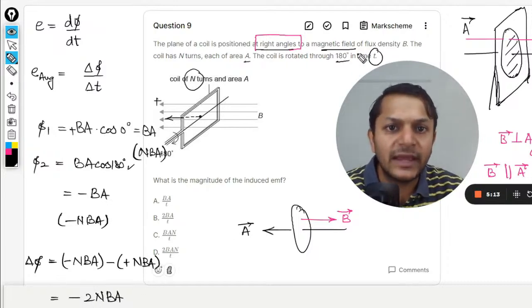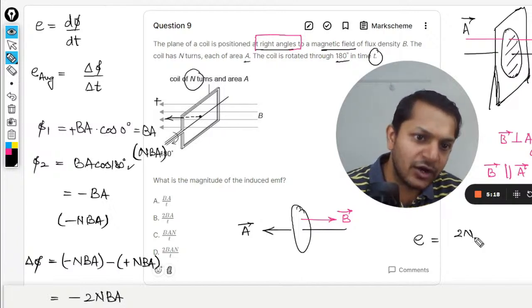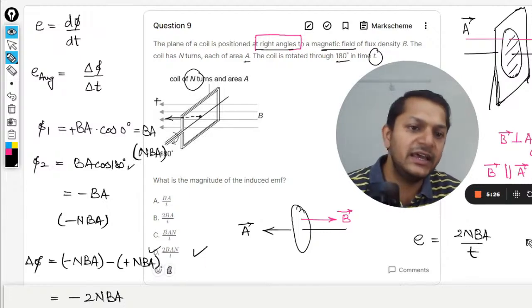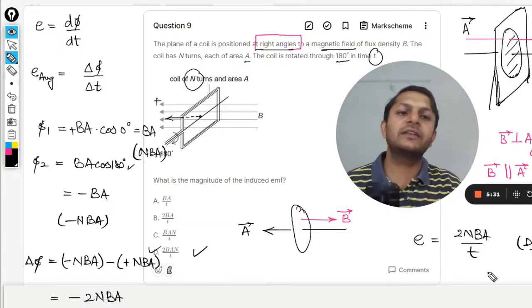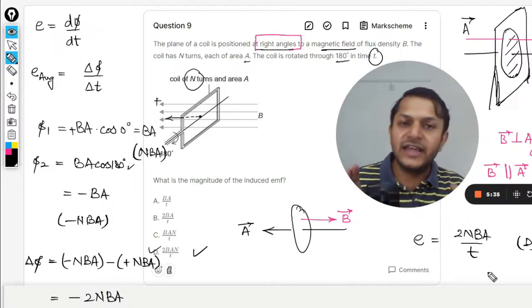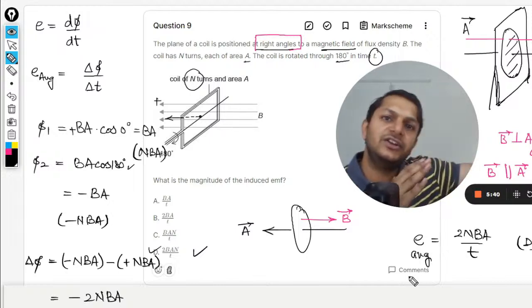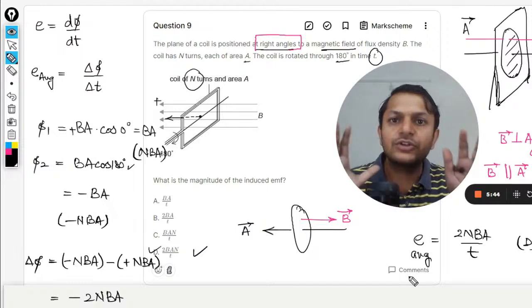Now what is the time taken? Time taken is T. So clearly the EMF induced is twice NBA divided by T. So it is twice BAN divided by T. So definitely D is our correct answer. So this is how we do this question, my dear students. This is a repeat telecast question, finding the average EMF. This is average EMF because we are only concerned with the initial position and the final position, not in between them. So this question is to be done like this.